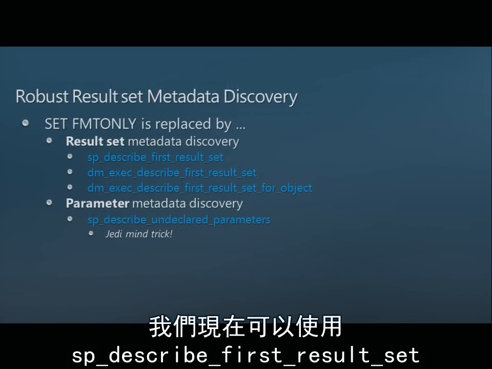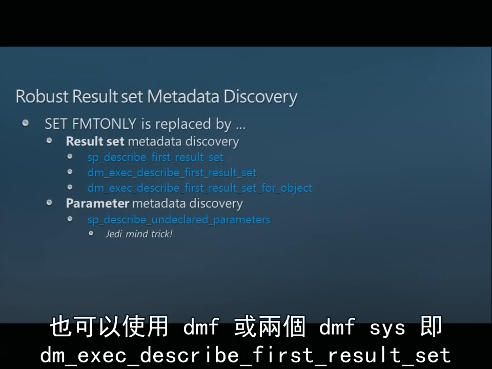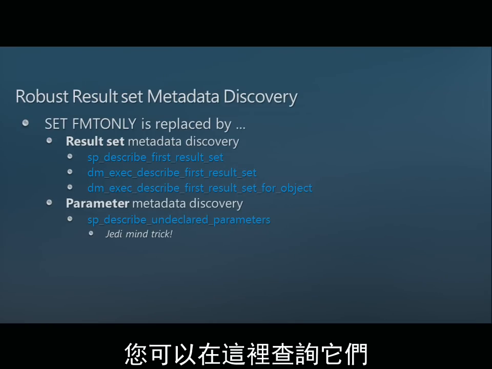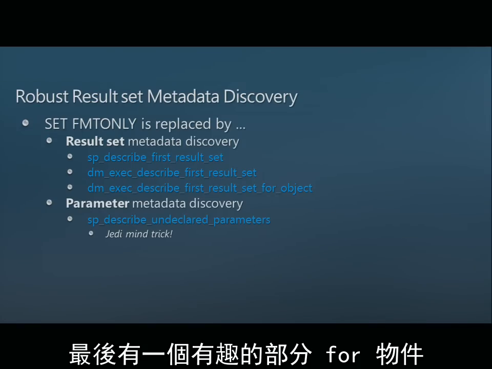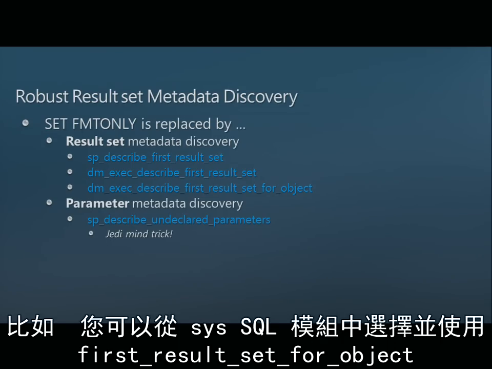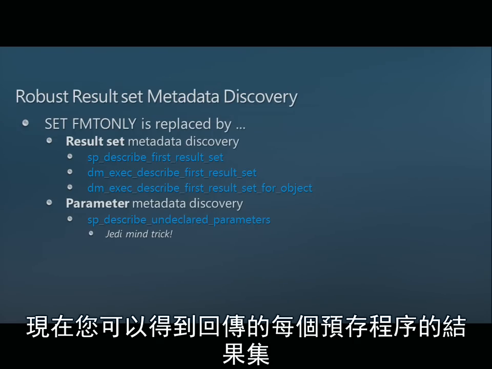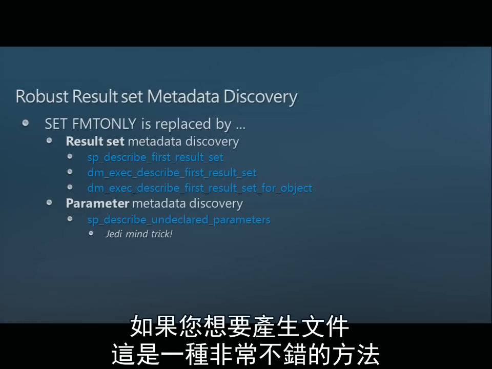So what you can do here is you can use sp_describe_first_result_set. You can also use a DMF or two DMFs, sys.dm_exec_describe_first_result_set and sys.dm_exec_describe_first_result_set_for_object, where you can query these. The last one is very interesting, the for object one, because you could then select from, for example, sys.sql_modules and outer apply with first result set for object and pass the stored procedure's ID in, and now you'll get the result set for each of your stored procedures returned. So this is great if you want to generate, for example, documentation.